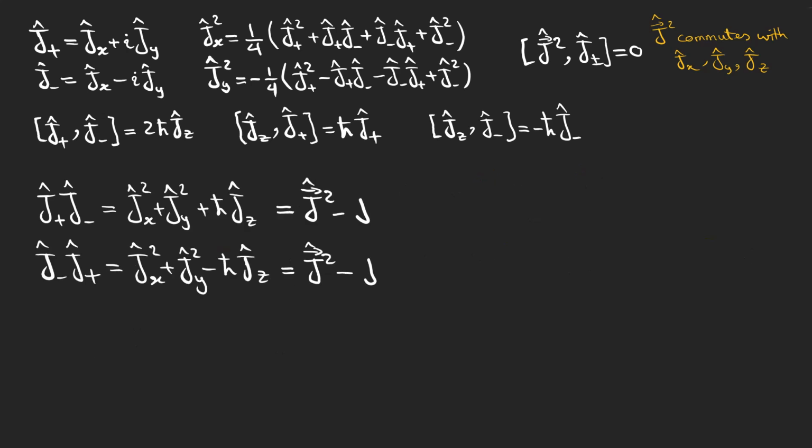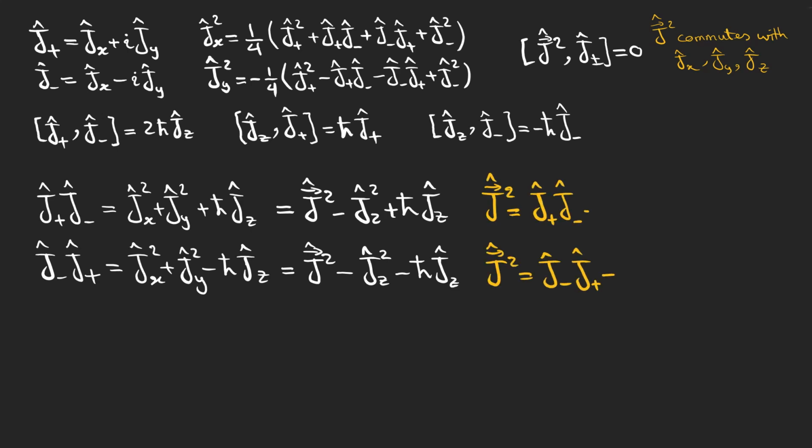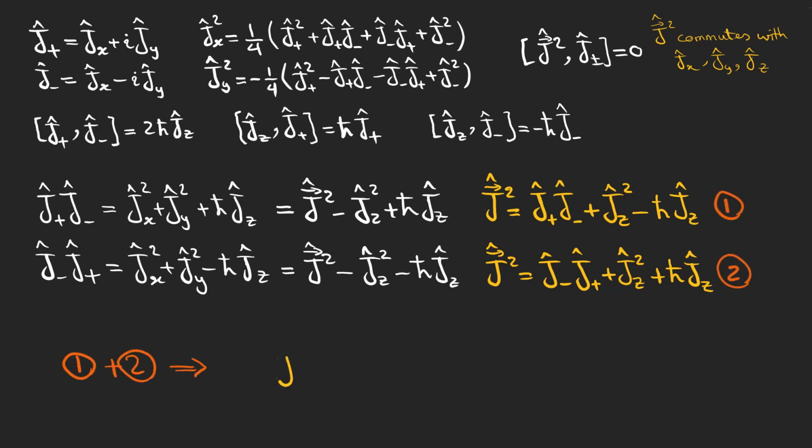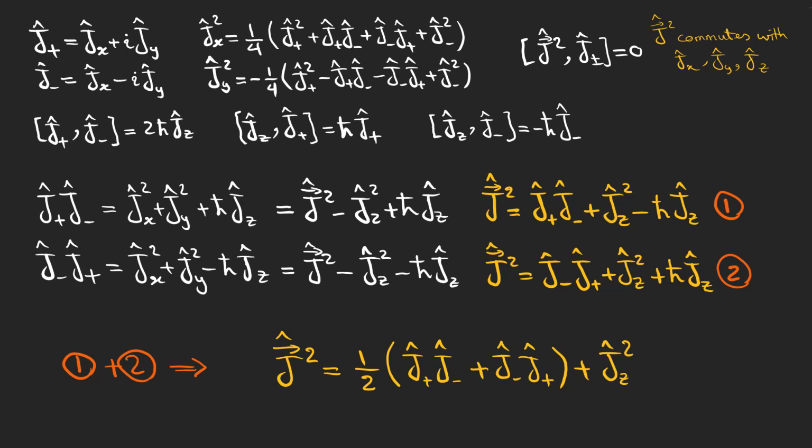Now we know that jx squared plus jy squared is j squared minus jz squared, so we use them in this expression, and we can find these two expressions in terms of j squared and jz. So j squared can be written in these two forms. If we add these two equations together, we can find j squared to be this expression, which is in terms of jz, j plus and j minus.